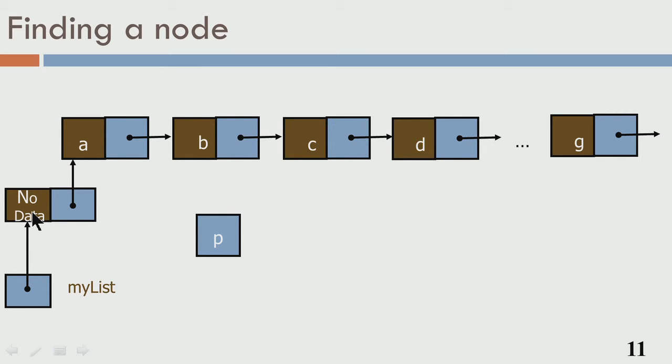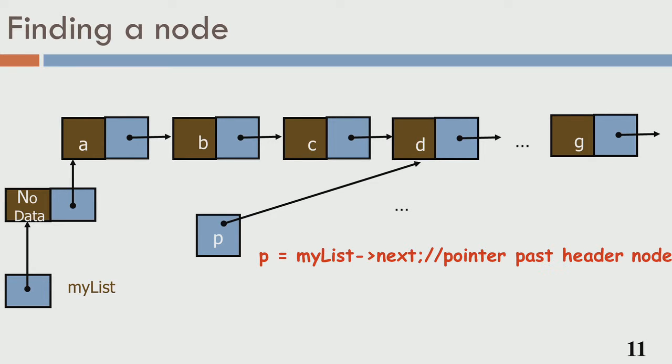So, clearly I should not start searching from the dummy node itself, I should start from the first valid node, which is this. So, we will have a pointer P which points to a node past the header node, and we are going to look at one element at a time. If I already reach the node that I was searching for, I can stop and do whatever I want to do with it, otherwise I have to keep going along, right. Let us see how to write a program for this.